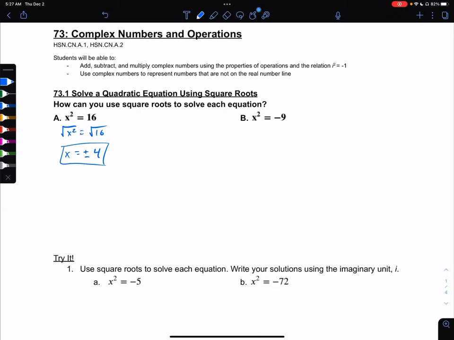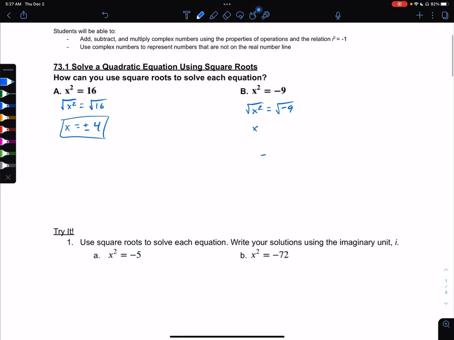Now, in part B, we're looking to do the same thing, but this time on the right side, we have the square root of negative 9. Well, as far as we're concerned up to this point, we really can't take the square root of a negative number, right? Because nothing times itself is going to give us a negative number. But what we can do is use the properties of radicals. Let me fix that. You can rewrite the square root of negative 9 as radical 9 times radical negative 1.